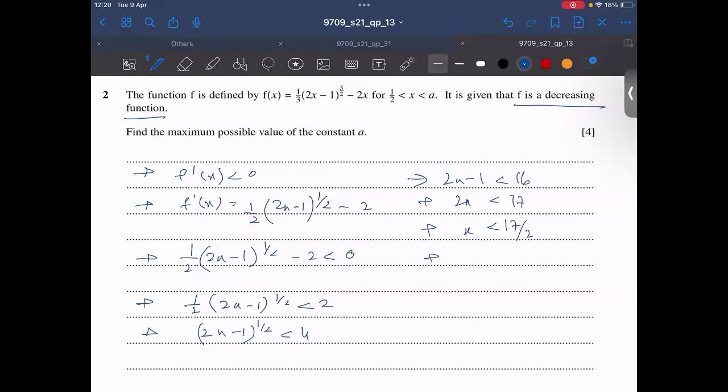All right. So x is less than a. No? X is greater than half, and then x is less than a. X is less than a means x is less than 17 over 2. So that's the maximum possible value of constant a. All right. Is it clear or not, Miss Iman?